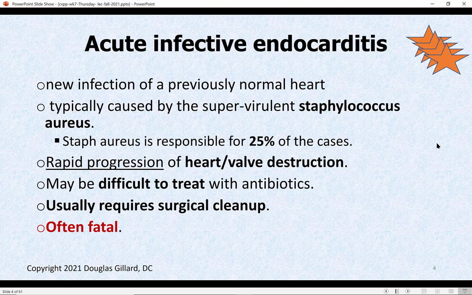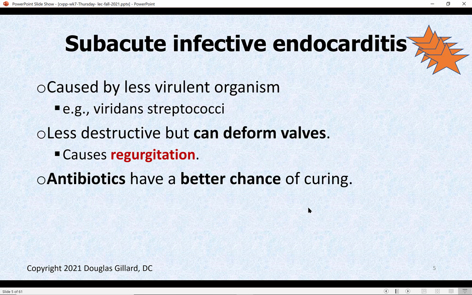Plus, certain strains of Staph aureus are very resistant to antibiotics. So by the time you finally do figure out an antibiotic that will kill it, the damage has been done to the heart, and it's permanent damage. As we said, this often necessitates surgical cleanup, where they have to open up the heart, or they can do it endoscopically these days. But they have to get rid of the bugs and literally clean it out, and it's often fatal.